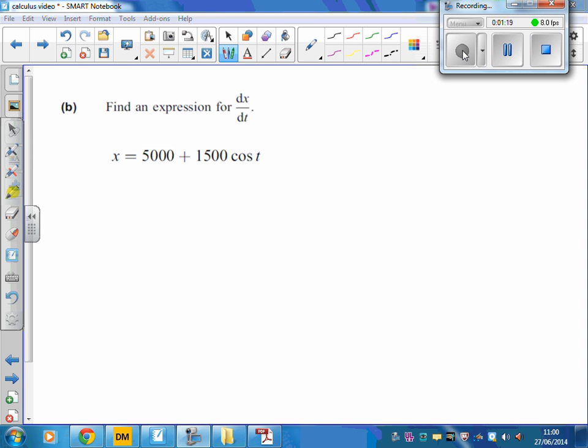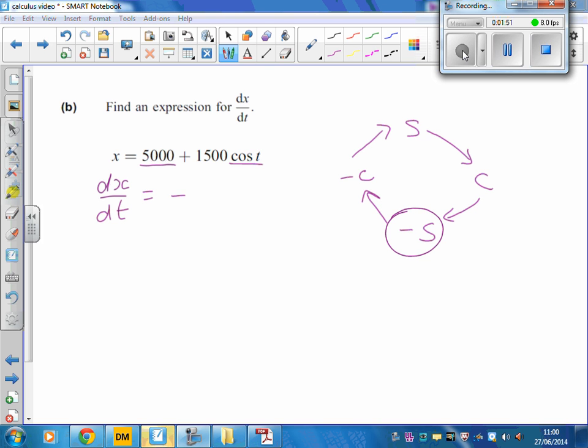Part B asks us now to differentiate the expression that was given in Part A. Before I start, I always like to do my differentiation wheel because it's really handy to have it there, so when you're actually differentiating, you just glance across and you don't actually have to think about it. So using the correct letters, dx by dt equals, the 5,000 disappears, so my next term, I look at my cos, that differentiates to minus sine t, and I mustn't forget my 1,500.